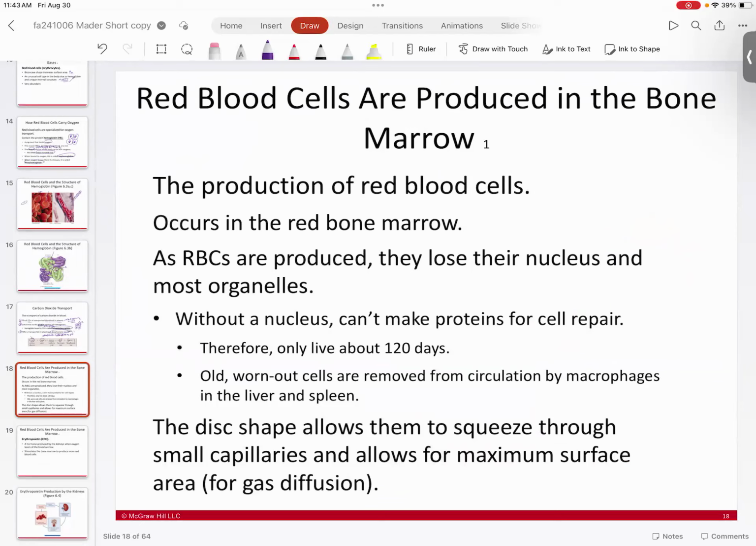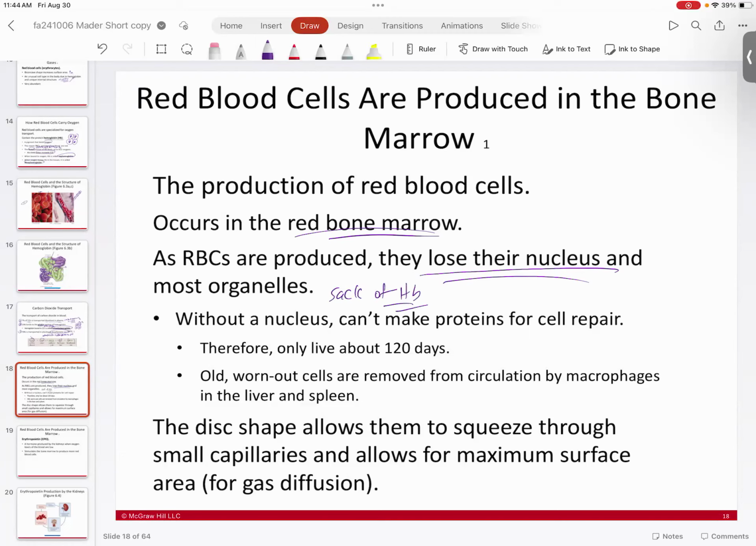Typically, absolutely, all of our red blood cells are going to be made in the red bone marrow. And so ultimately what happens in the process of the development of red blood cells is that in order to make room for extra hemoglobin, they basically will kick their nucleus out, as well as most organelles. So essentially what you have is a little sac of hemoglobin.